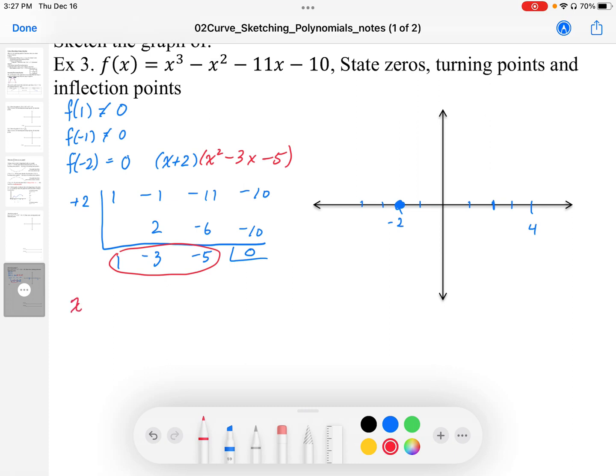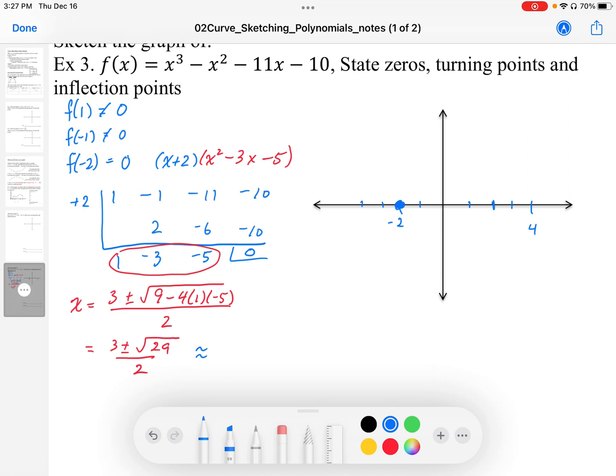So I get x equals negative of negative 3 plus minus the square root of negative 3 squared minus 4 times a times c, and that's all over 2. Okay, when I simplify this out, I get 3 plus minus square root of 29 all over 2. Okay, this gives me my roots.